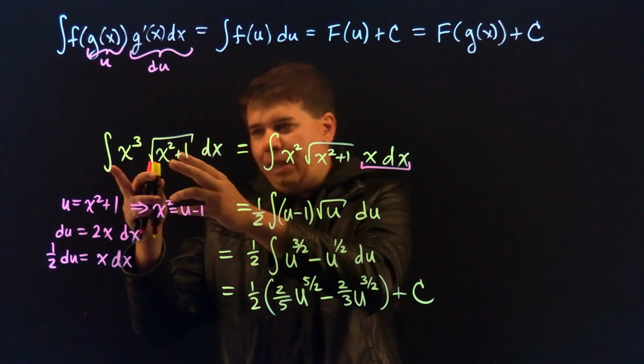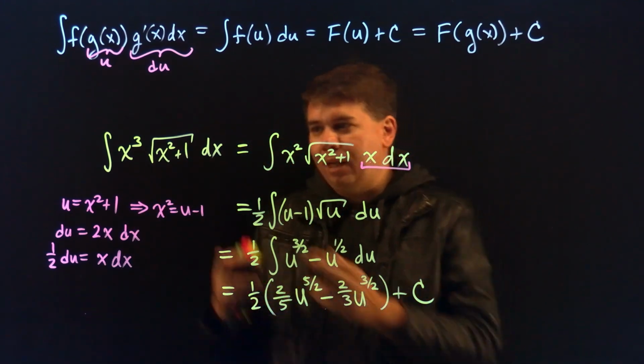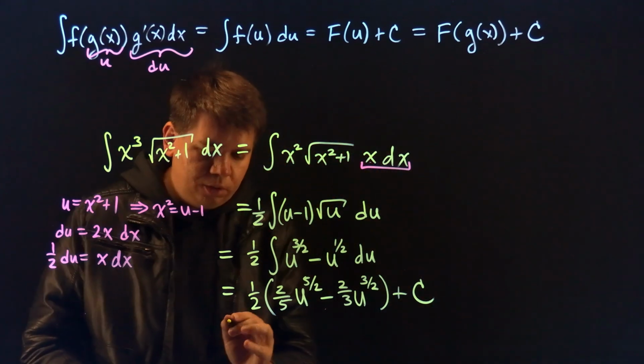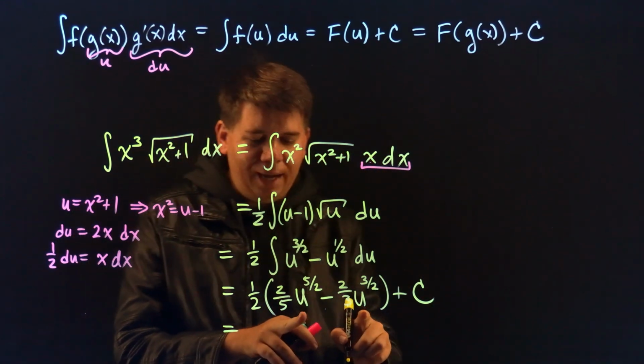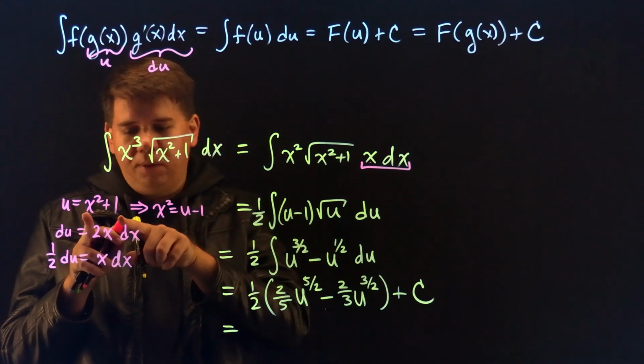They asked us the question with x's, and the answer is in u. It's probably polite for us to answer in the same language they asked the question. So we're going to translate this from the language of u's back to the language of x's. Wherever I see a u, I'm going to replace it with x squared plus 1.